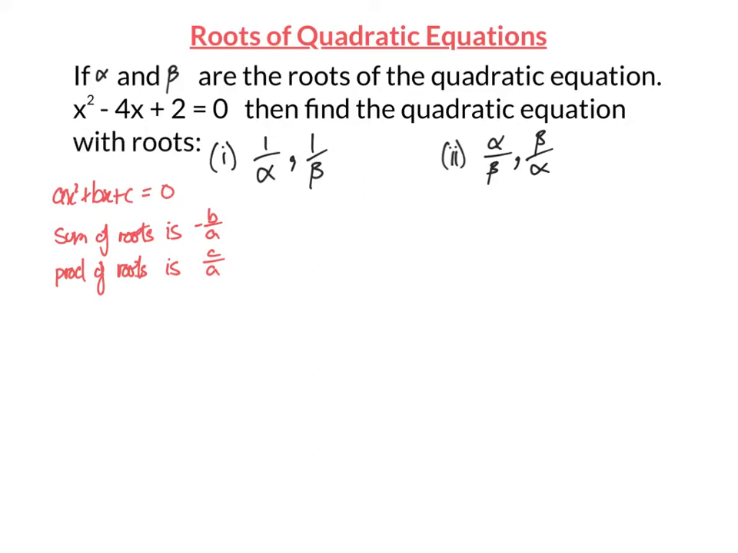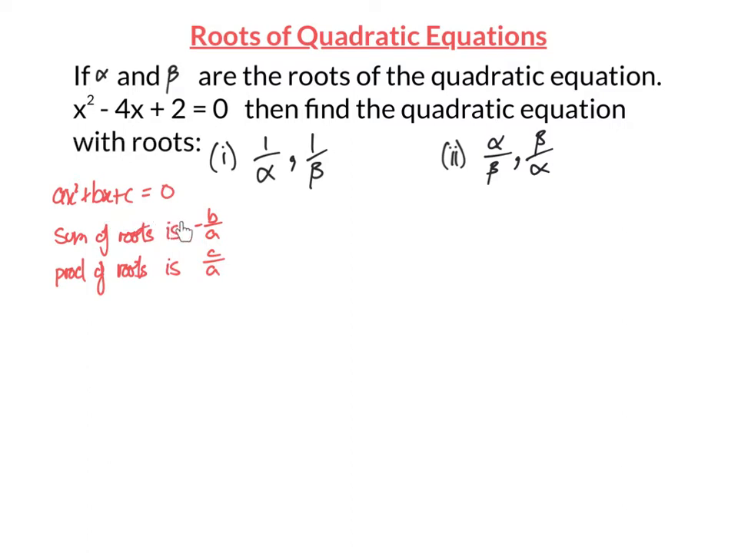Here we go. So if alpha and beta are roots of the quadratic equation x squared minus 4x plus 2 equals 0, find the quadratic equation with roots 1 over alpha and 1 over beta, and alpha over beta and beta over alpha.